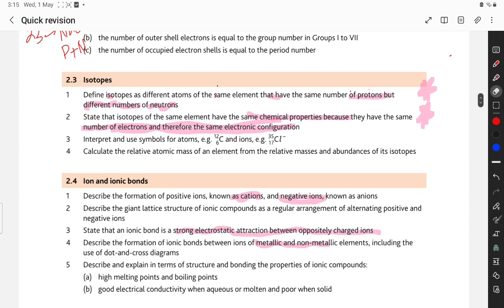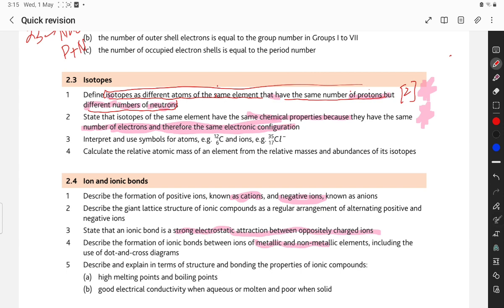Now come to the isotopes. In case of isotopes, this is actually your definition. Isotopes are different atoms of the same element that have the same number of protons but different numbers of neutrons. This is the exact definition of the isotope. It carries 2 marks, so please learn this definition by heart: isotopes are different atoms of the same element that have the same number of protons but different numbers of neutrons.